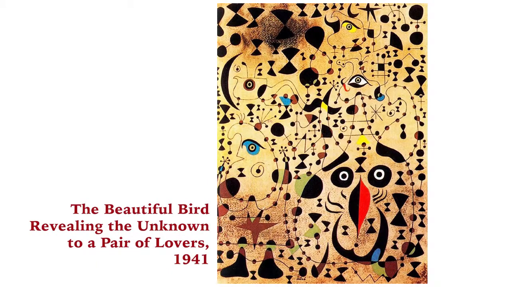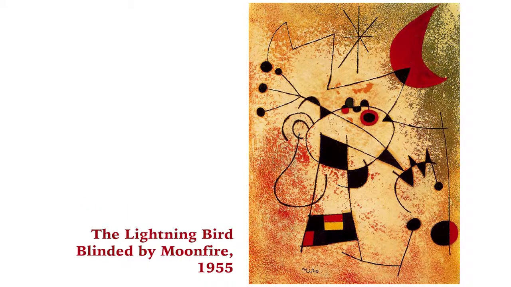During World War II, Miro made a series of 23 paintings with the same theme called the Constellations. These enchanting paintings contain compositions filled with simplified lines and shapes that represent figures, stars, and sky. Included in the series is this painting called The Lightning Bird Blinded by Moonfire, and it was completed in 1955. Does the title give you any clues about the objects in this painting?